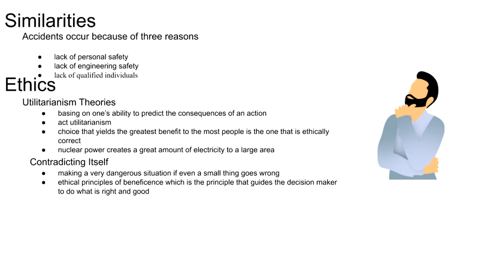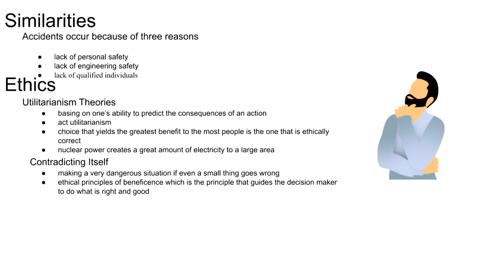Throughout all of these accidents, we all see a similar pattern. The accidents always happen due to one of 3 things: lack of personal safety, lack of engineering safety, and a lack of qualified individuals. Throughout all of these, we can see this very clearly. Let me talk about the ethics that show within these accidents. One common one is utilitarianism. Utilitarianism is the act of basing one's own ability to predict the consequences of an action, more specifically, act utilitarianism.